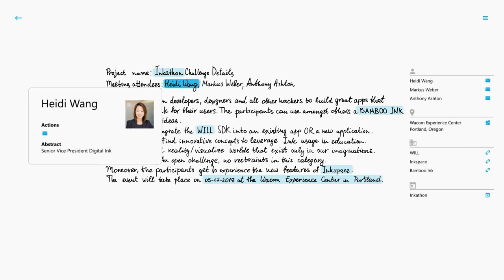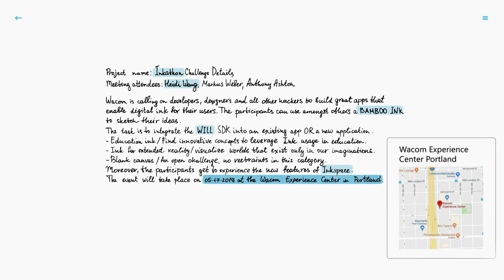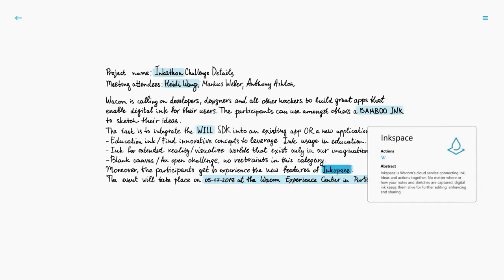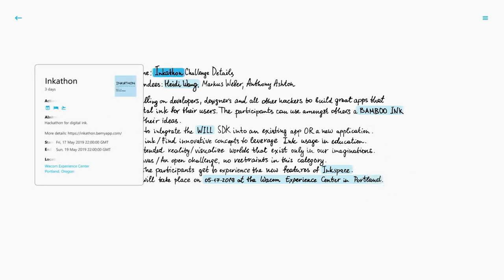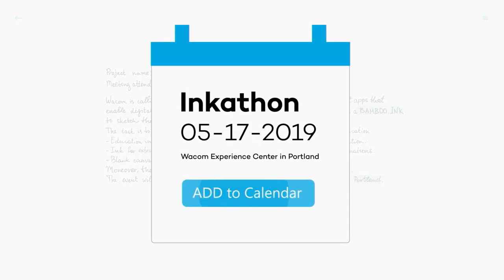Here you can see all detected entities. A known contact is linked with a simple email action. Additionally, it could offer more actions for different entity types, such as location or adding calendar entries for related events. Both Wacom Experience Center and Inkspace are associated with the right contextual information. Inkathon is recognized as an event. Important facts and actions are offered, such as hotel bookings, flight search, or a calendar entry can be added just with one tap.